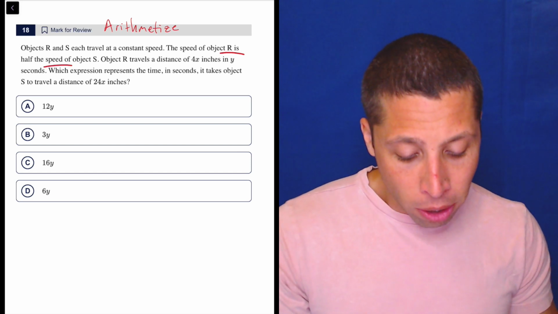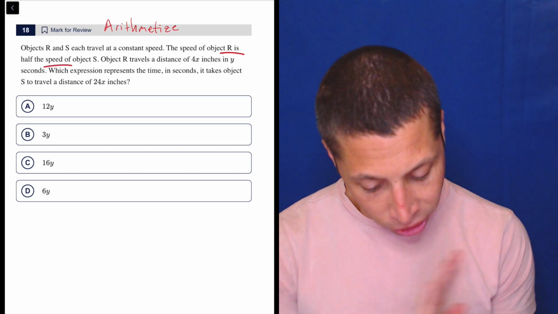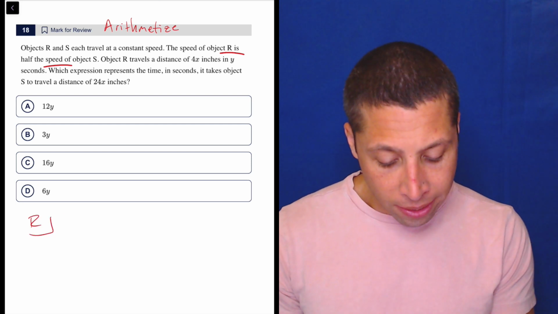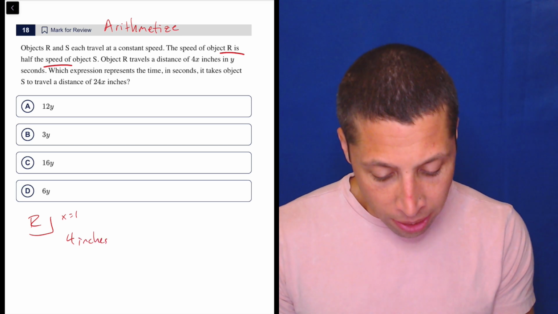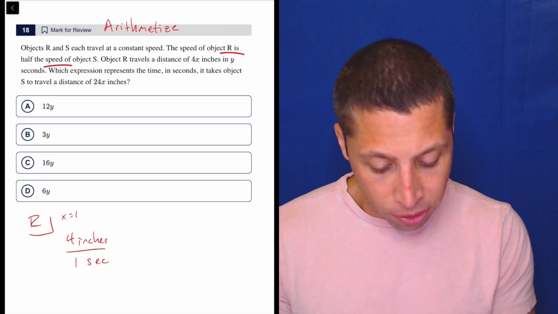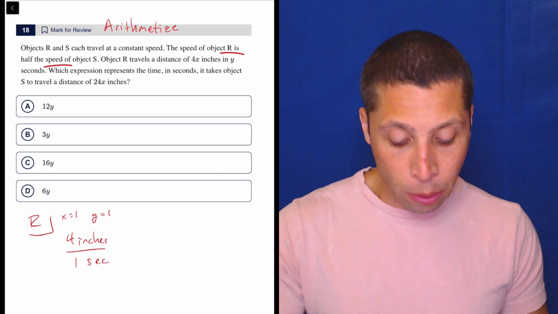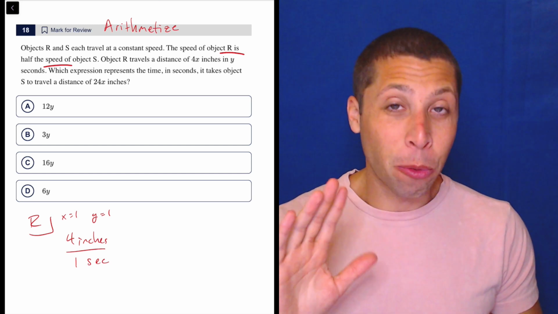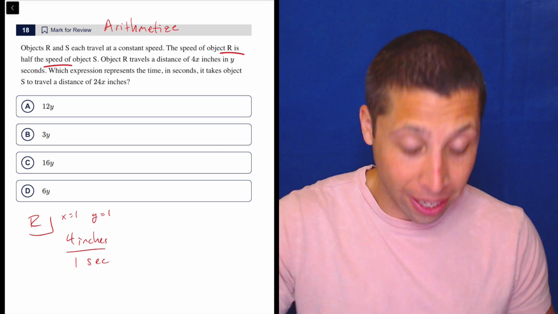The object R travels a distance of 4x inches in y seconds. So let's make R make more sense, right? So R is traveling, let's say it's traveling 4 inches in 1 second, right? So I've made up two numbers. I've made both x and y equal to 1. So what that's doing is it's allowing me to think about this thing in a much more usable way, right? What is the speed? It's 4 inches per second, right?